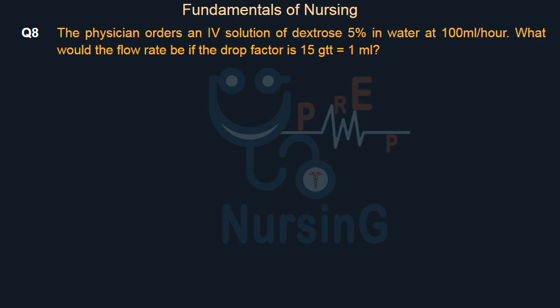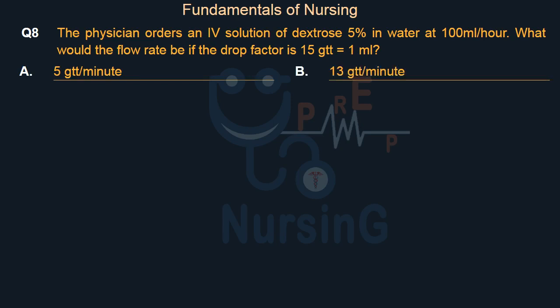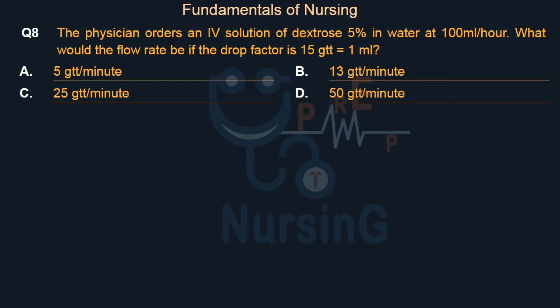The physician orders N4 solution of dextrose 5% in water at 100 milliliters/hour. What would the flow rate be if the drop factor is 15 GTT equals 1 milliliter? Option A, 5 GTT/minute. Option B, 13 GTT/minute. Option C, 25 GTT/minute. Option D, 50 GTT/minute. Right answer is Option C, 25 GTT/minute. 100 milliliters / 60 minutes x 15 GTT/1 milliliter equals 25 GTT/minute.